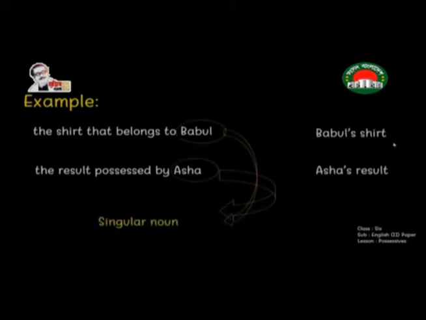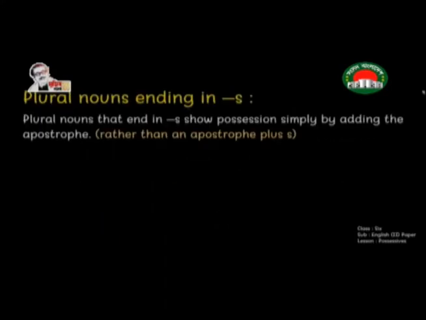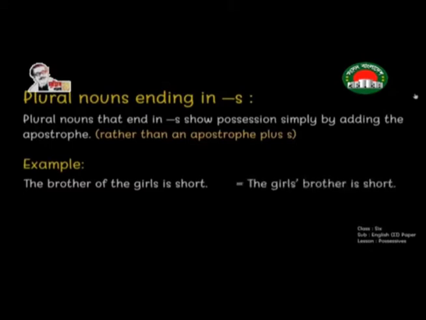Yes. What happens with a plural noun when more than one person or thing owns something? Yes. So plural nouns ending in s show possession simply by adding the apostrophe rather than an apostrophe plus s. For example, the brother of the girls is short. Instead of that, you can say the girls' brother is short.